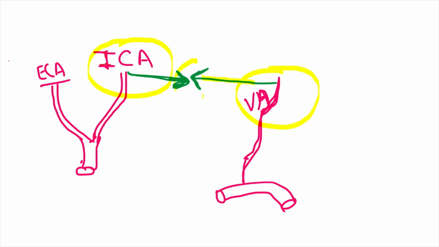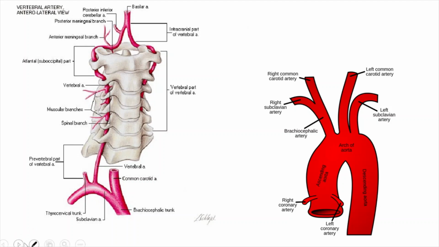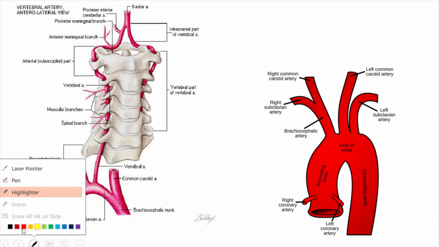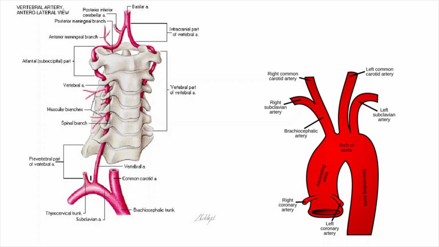It's connected, where this is the circle of Willis. How is it going to connect? It is going to connect the various branches. As we know, the internal carotid artery comes from the common carotid artery, which in turn comes from the arch of aorta, whereas the vertebral artery is from the subclavian artery. See, here is the subclavian artery. The vertebral artery comes from each side, right and left, and joins to form the basilar artery.